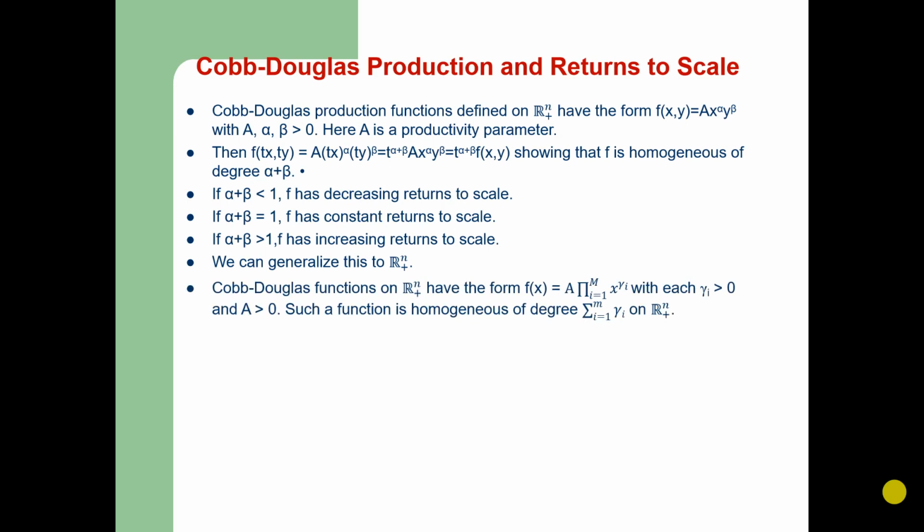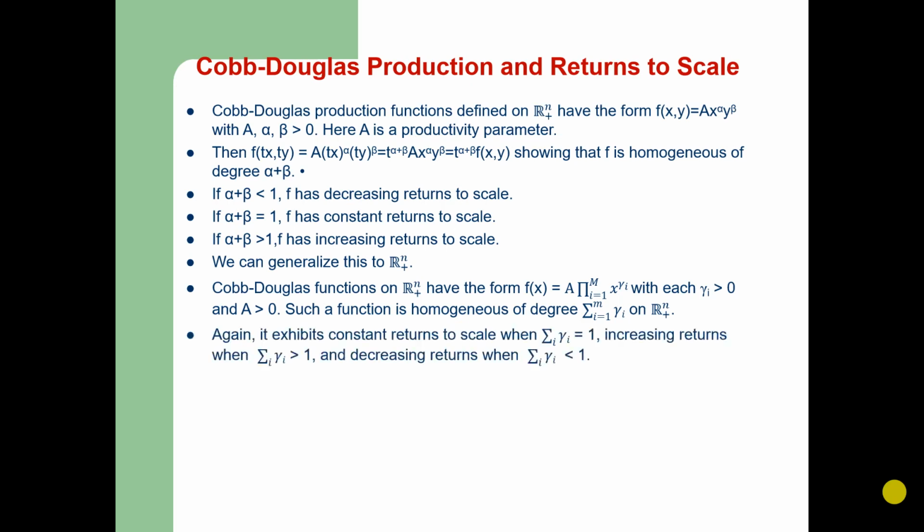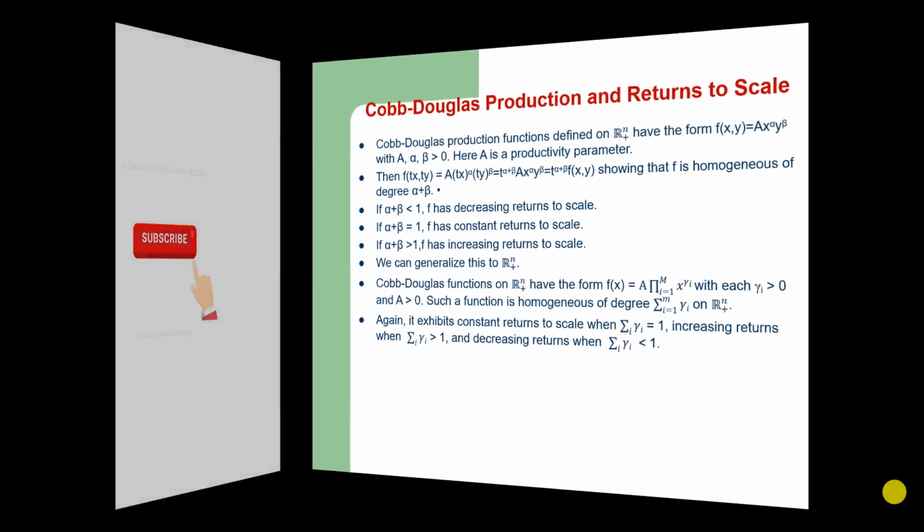Cobb-Douglas production functions on the non-negative orthant have the form f of x is A times the product, i varies from 1 to m, of xi raised to the power gamma i, with each gamma i greater than 0 and A greater than 0. Such a function is homogeneous of degree summation i varies from 1 to m of gamma i on the non-negative orthant. Again, it exhibits constant returns to scale when summation gamma i is equal to 1, increasing returns to scale when summation gamma i is greater than 1, and decreasing returns to scale when summation gamma i is less than 1. So ladies and gentlemen, this is a brief introduction to homogeneous production functions or homogeneous functions.